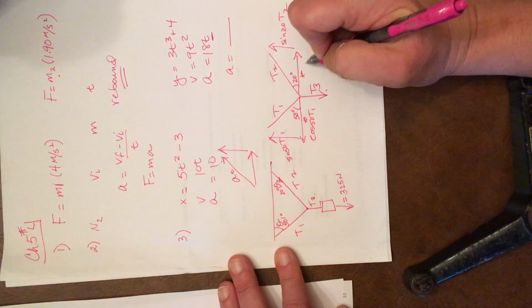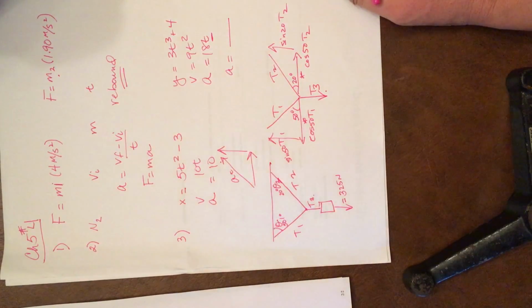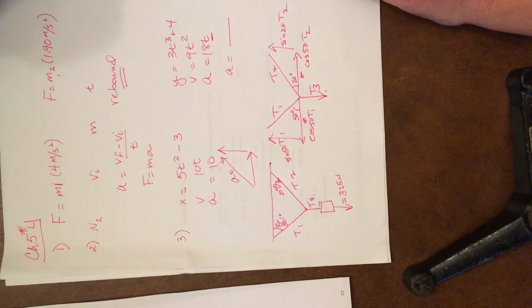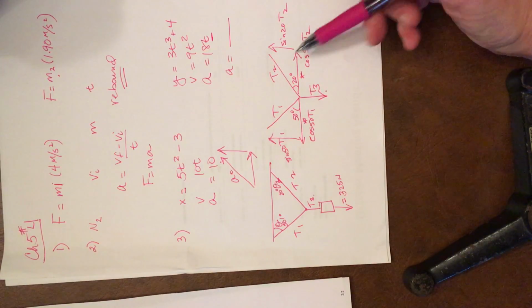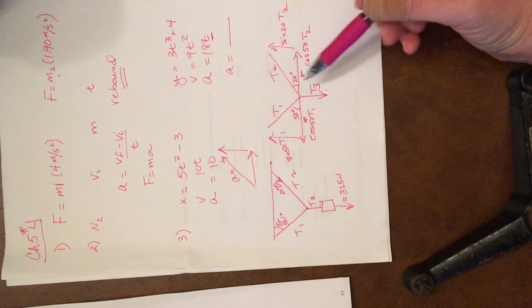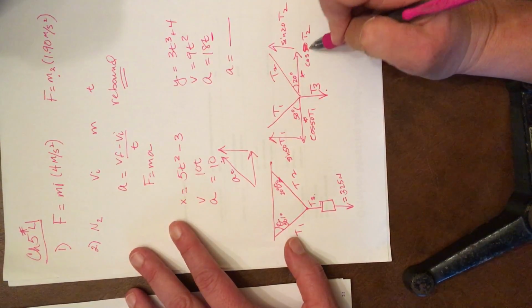Cosine 50 T1, cosine 50 T2. Those have to be equal to each other. And so it shouldn't take too much to get a ratio of T1 to T2. And then when you do your up equals down, you can substitute one into the other. So just to, oh, I wrote that wrong, didn't I?